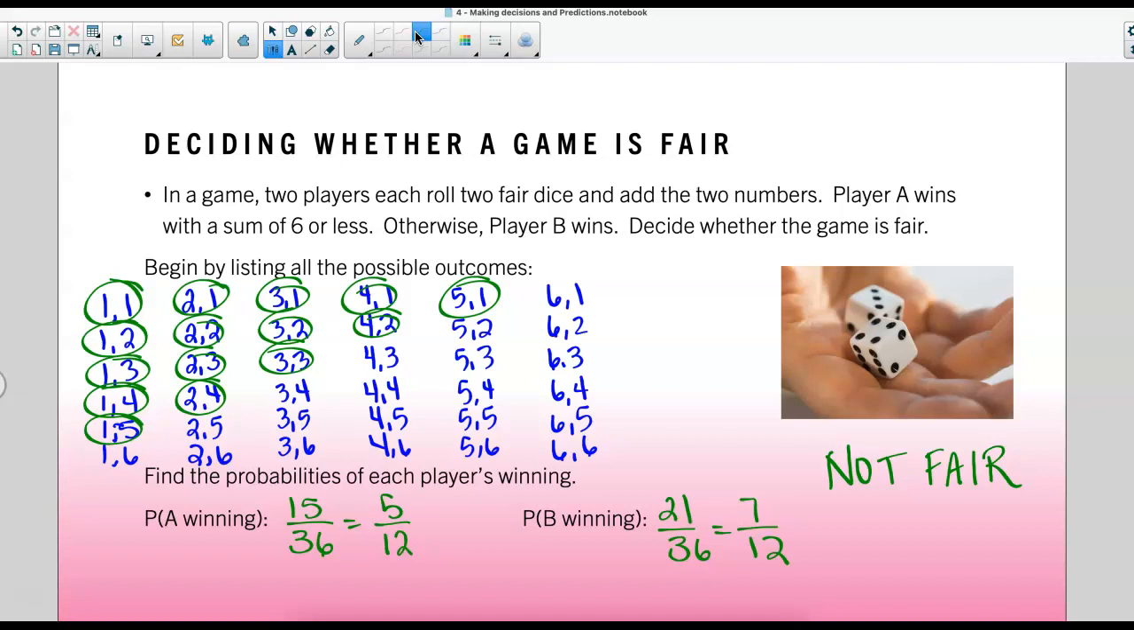Even and odd. Evens and odds. If you roll an even sum, A wins. If you roll odd, B wins. Then it would be a fair game. Does that make sense? Questions there? Okay, put that away.